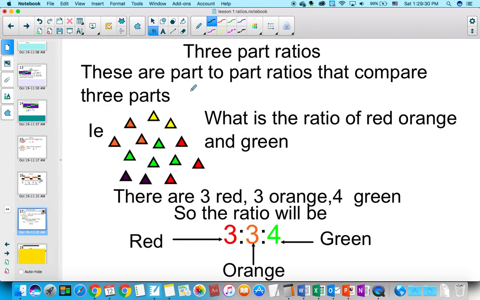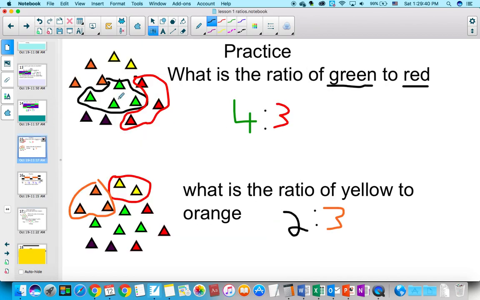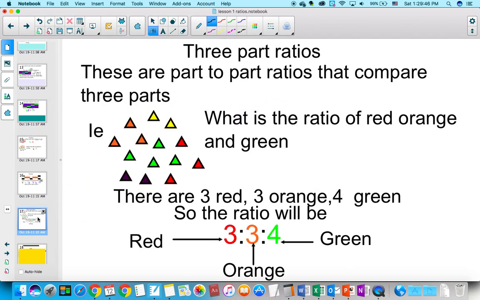So, three-part ratios. Three-part ratios are basically the same as a part to part ratio. They're effectively the same, it's just you're comparing 3 parts instead of 2. So when we looked at this one, we had 2 parts. So we showed 2 parts in our ratio. In a 3-part ratio, we have 3 parts. So we show 3 parts.